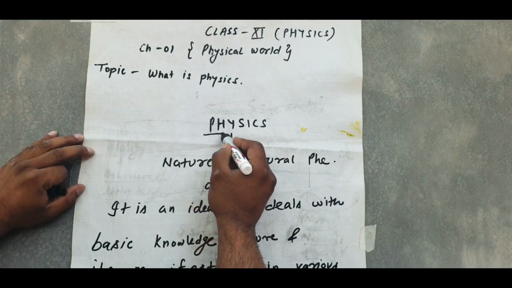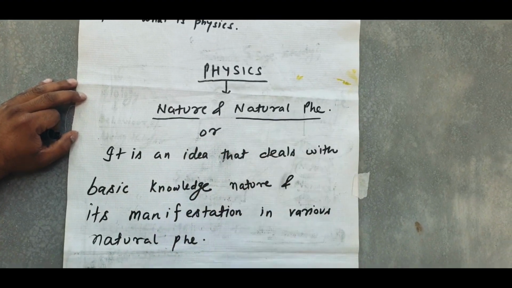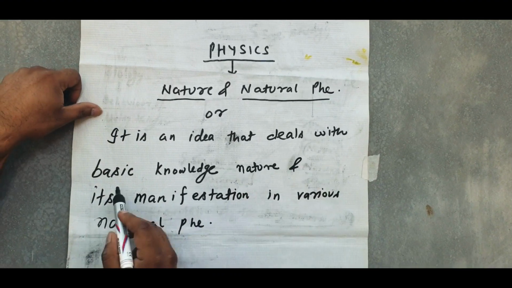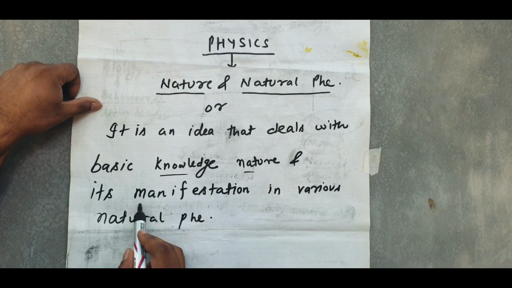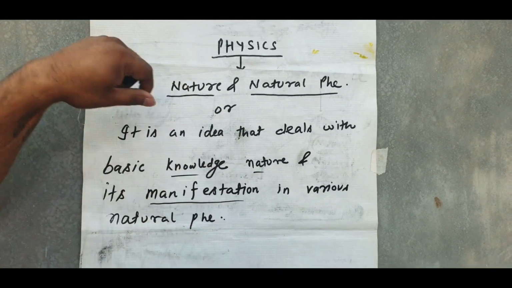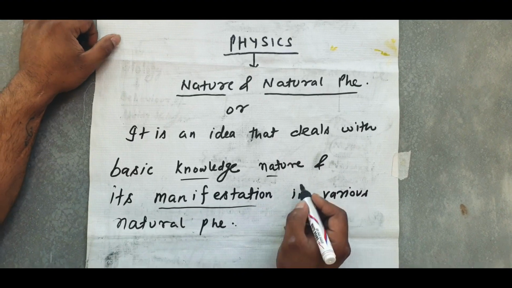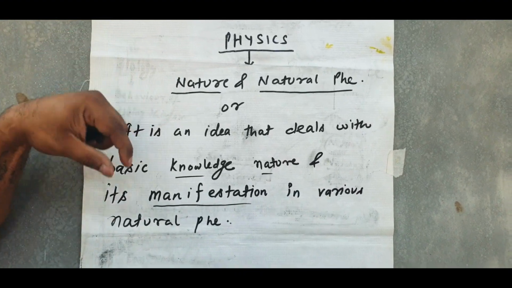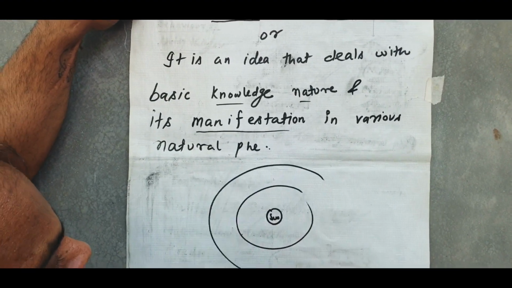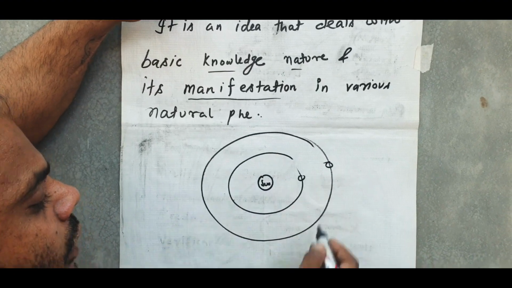So now, what is physics? As we have studied, it is the study of nature and natural phenomena. The basic definition is: it deals with the basic knowledge of nature and its manifestations in various natural phenomena. Now let's understand it with an example. A natural phenomenon in our life is that the sun is fixed and all the planets, Earth or any other planets, are revolving around it.